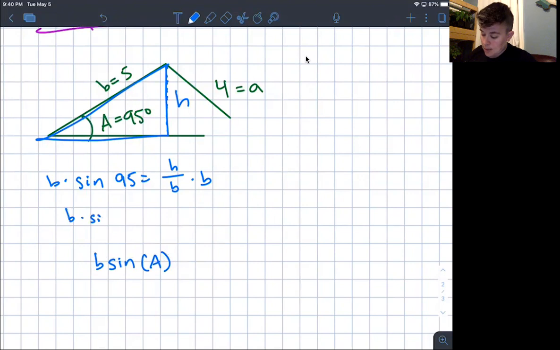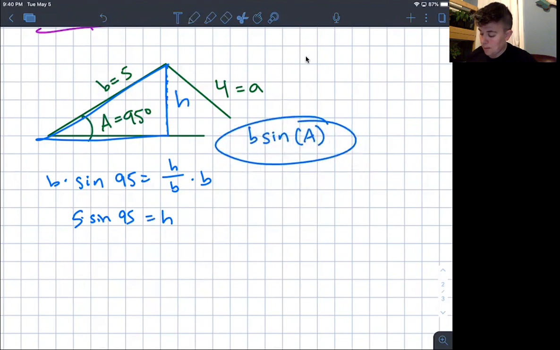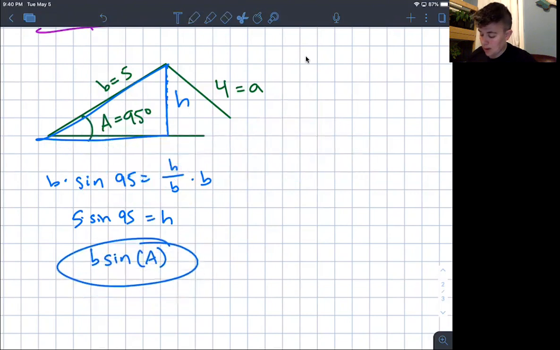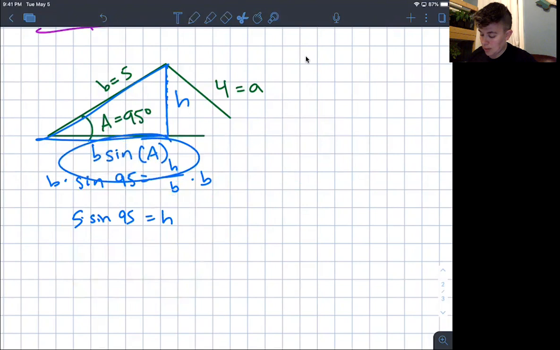So B times the sine of 95, so that would be 5 times the sine of 95 equals H, which is B times the sine of A. Okay, so I am just moving all around here and not being super organized, which I apologize for.